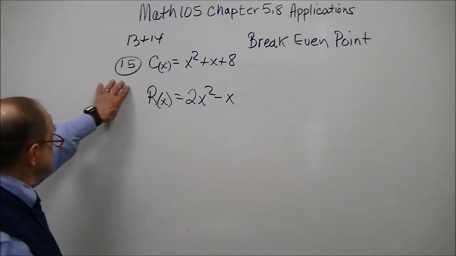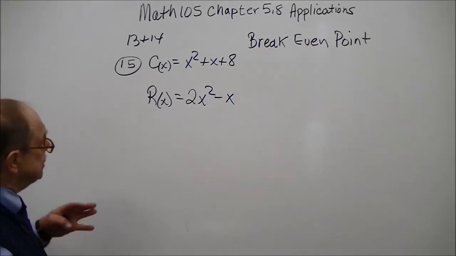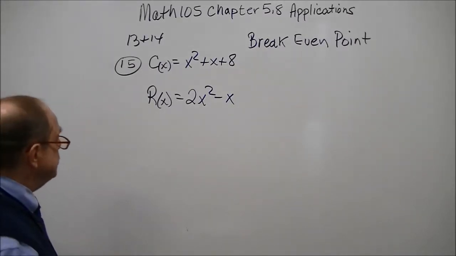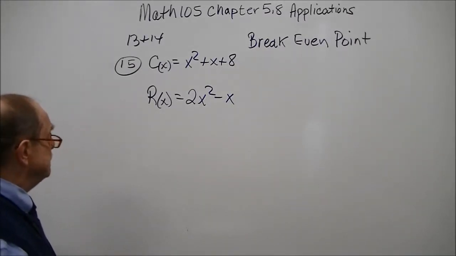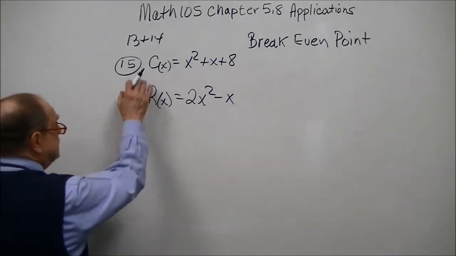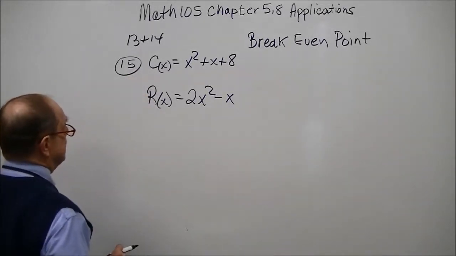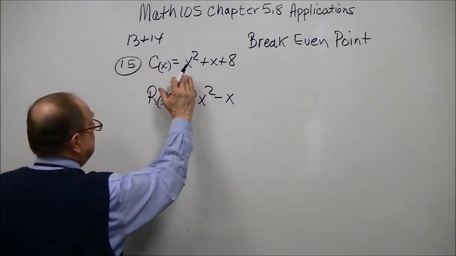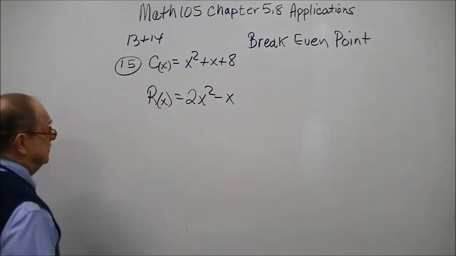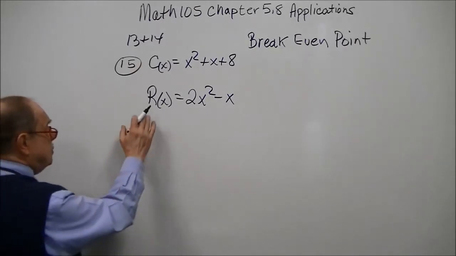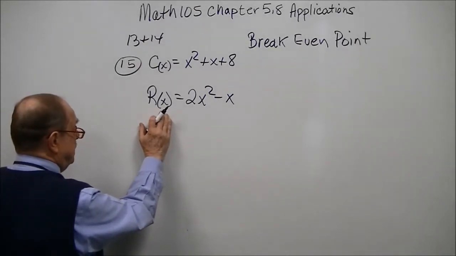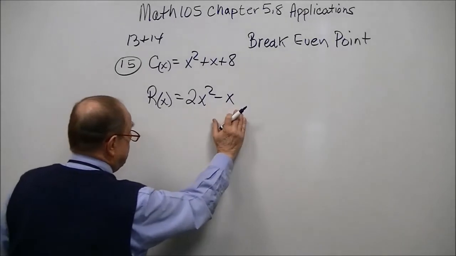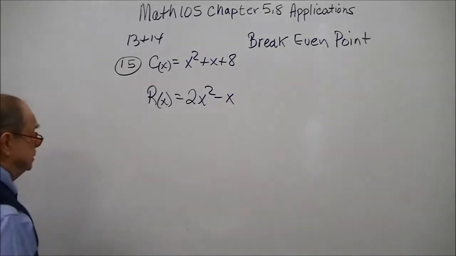But I thought we'd do number 15, which is sort of new. And you run into this type of problem every once in a while. Now these are in function notation, where we have the cost of something is defined by this function. And the revenue of something is defined by this function.